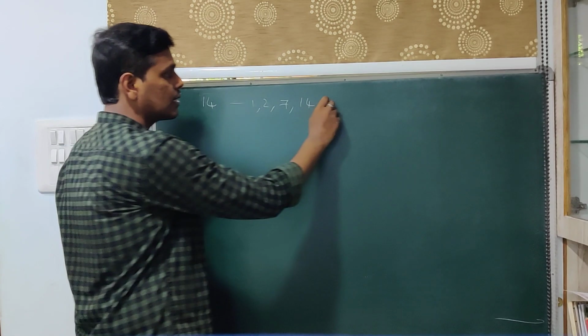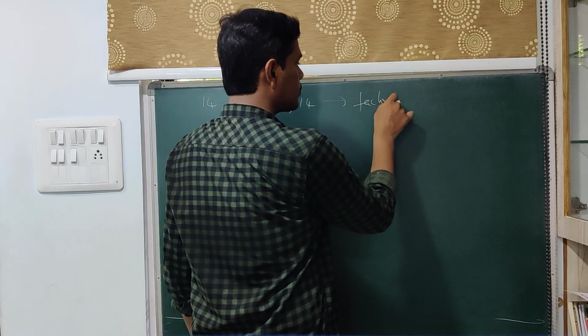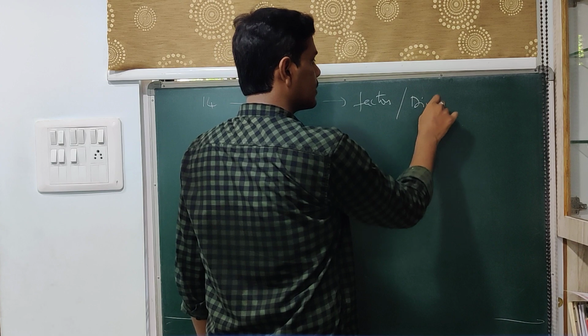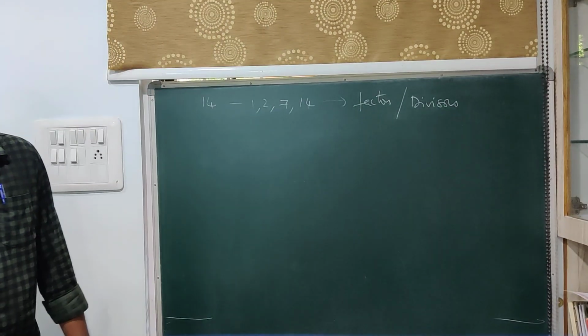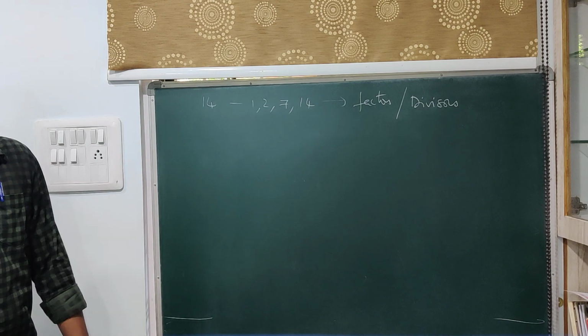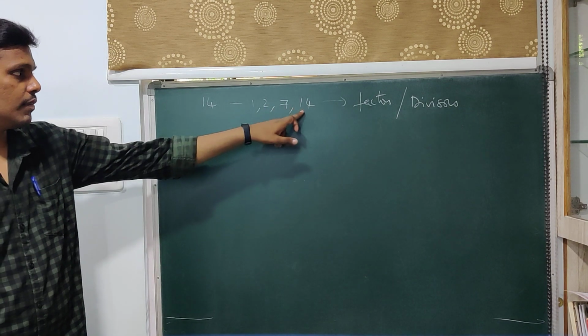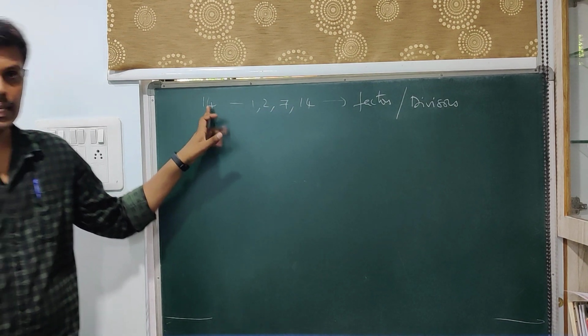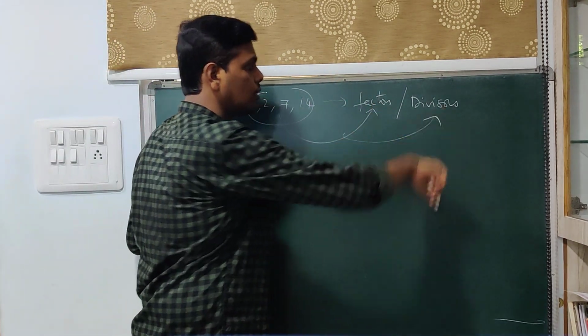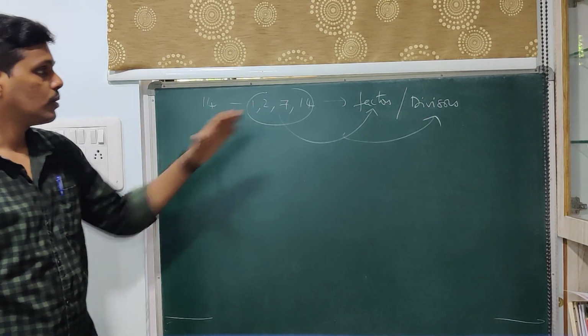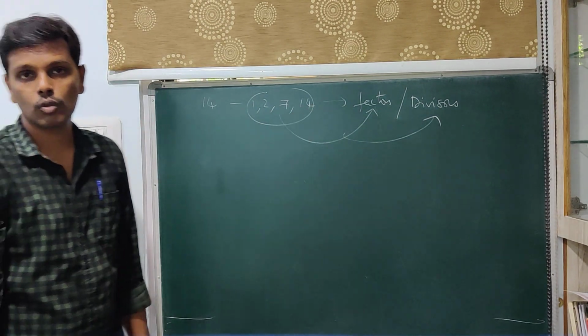Therefore, we call these numbers factors or divisors. So factors or divisors are those numbers which divide the given number exactly. So 1, 2, 7, 14 divide 14 exactly. Therefore, we call all these numbers factors or divisors. So that is the first terminology.